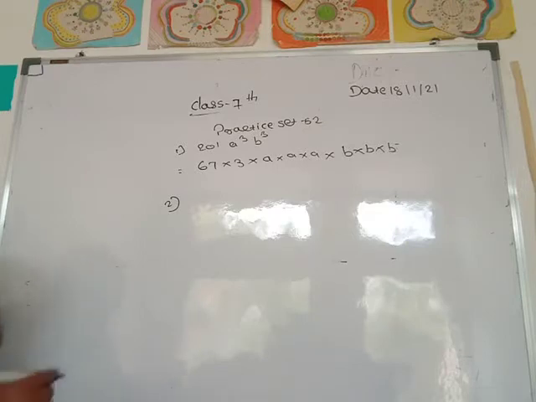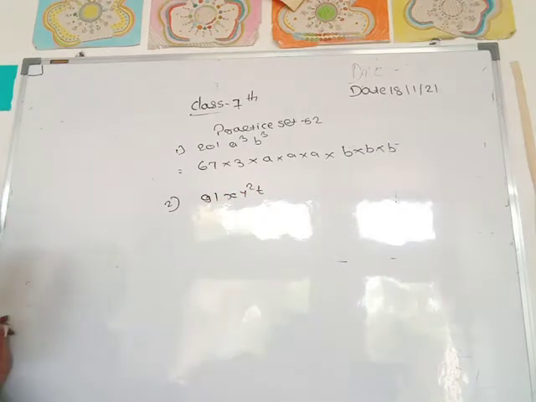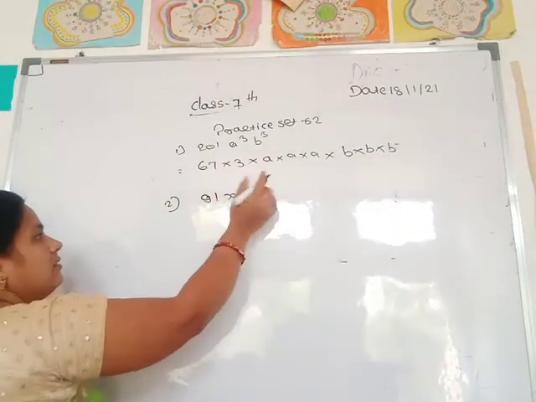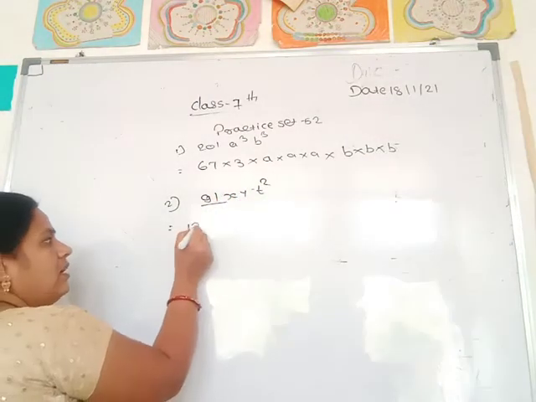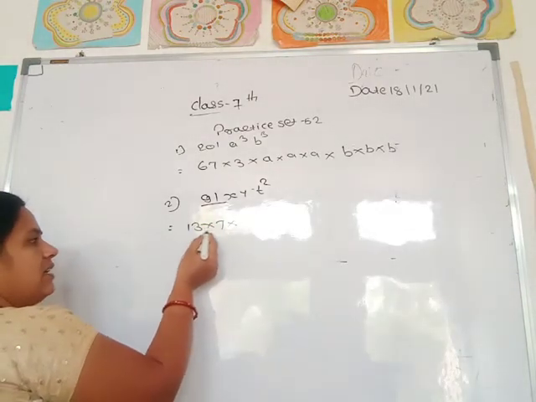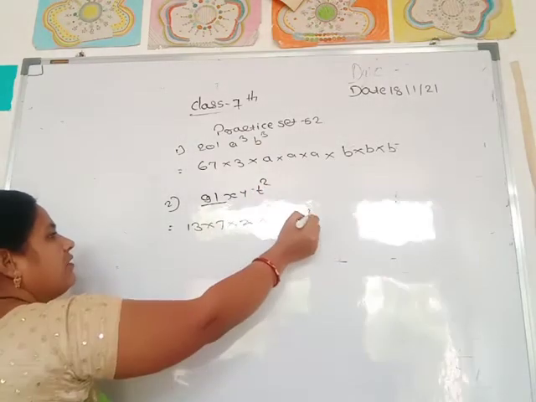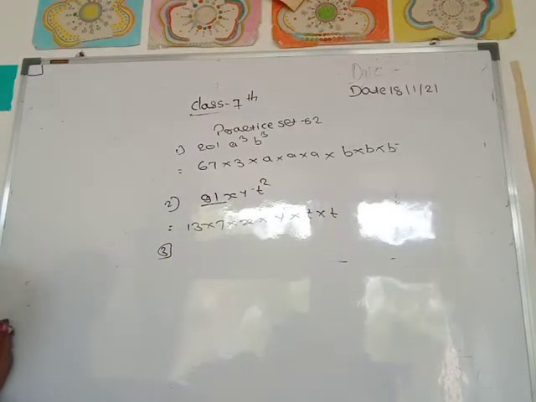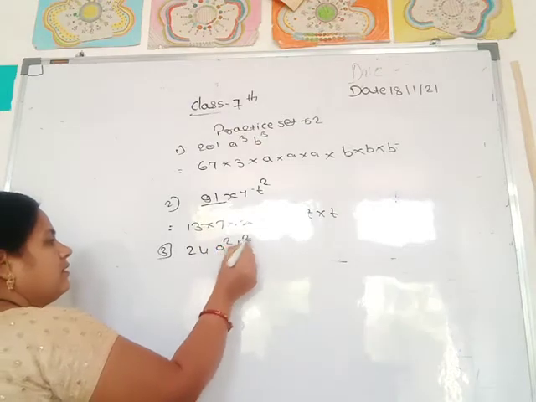Then next one, 91 x y square t square. 91 is 13 sevens. 13 and 7 have no further factors, these are prime numbers. x into y into y, t square means t into t.